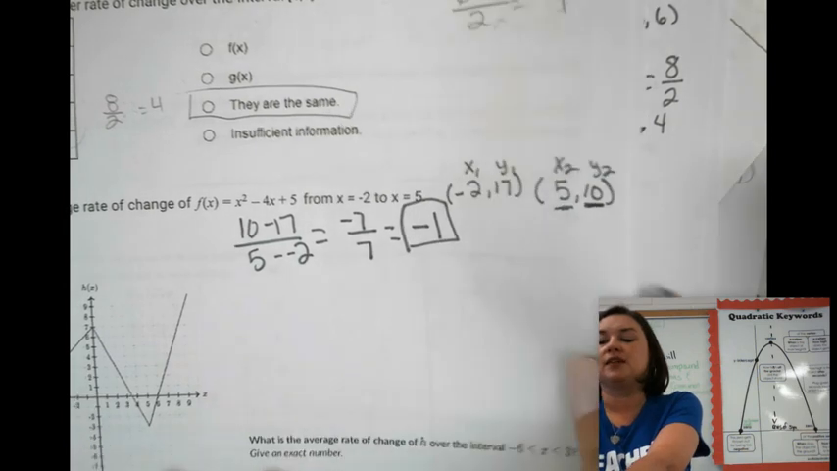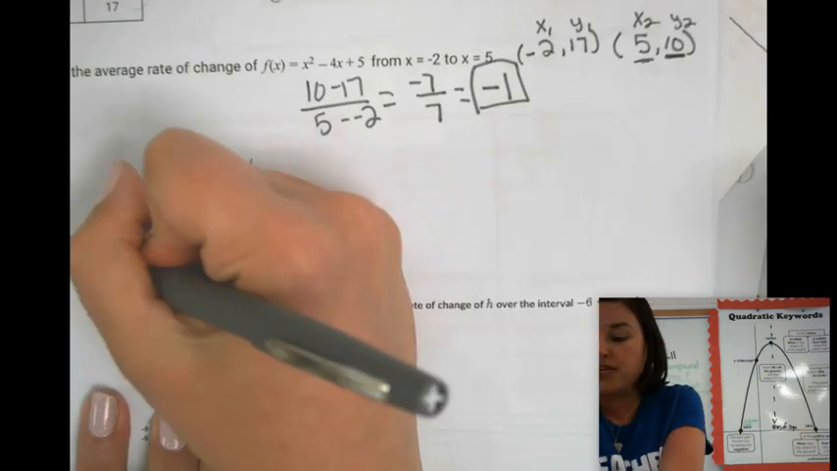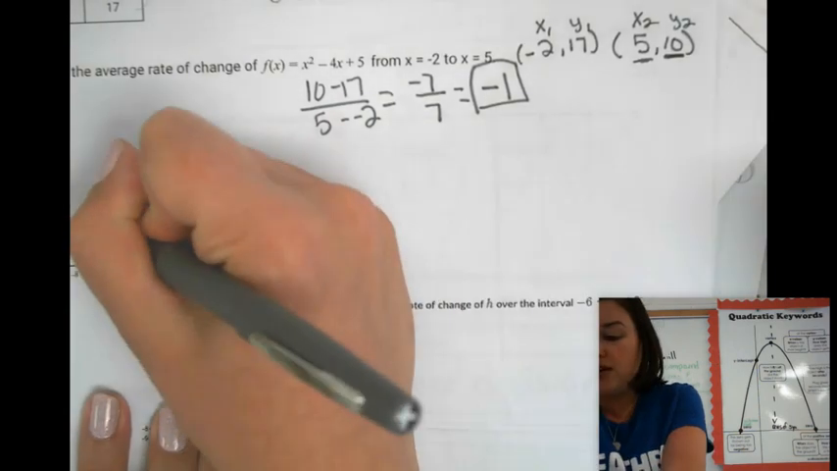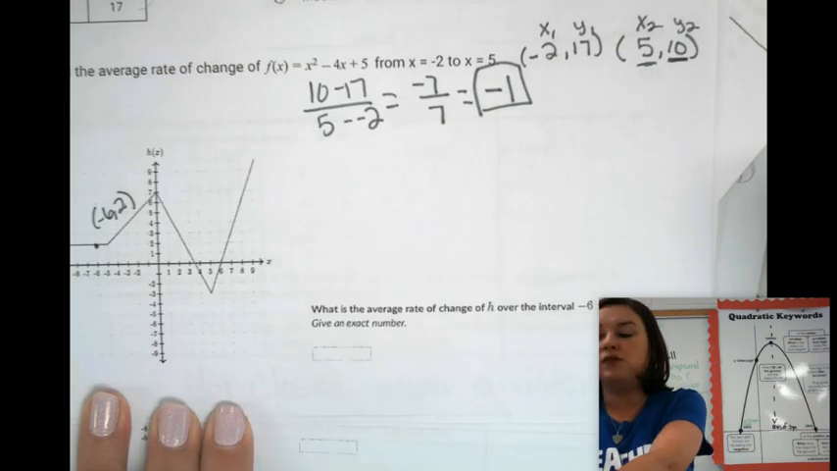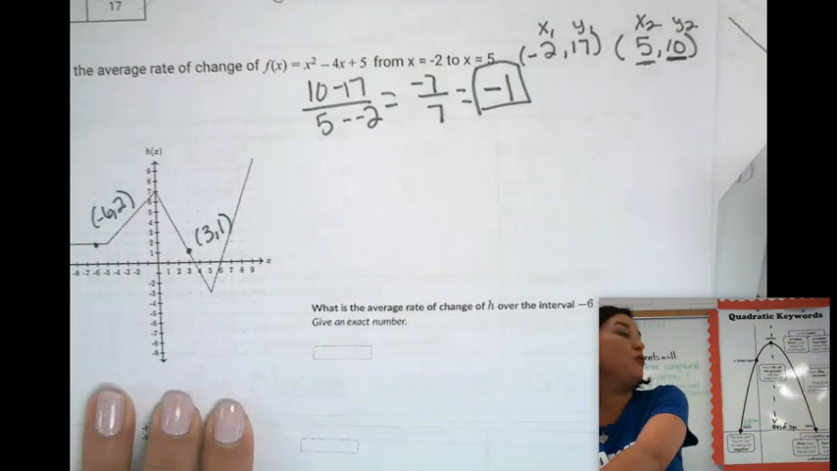No, it's not. All right, and then on number 36, it said from -6 to 3. So -6 was at -6, 2. And at 3 was 3, 1. That's my 2 ordered pairs.